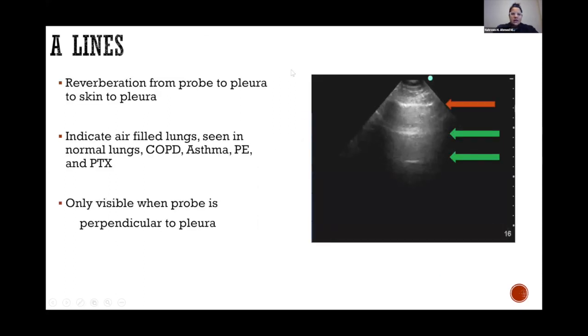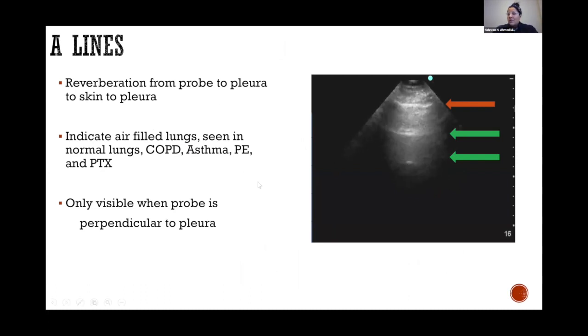So what does that look like in reality? Again, remember, A lines are that reverberation from the probe to the pleura, and pleura is a very bright line. It's a very thick structure. And so what you're seeing is that there are reflections of the pleural line all the way down the screen. That indicates air-filled lungs, and you can see this in normal lungs, in COPD, because remember, COPD and asthma, that's obstructive airways. You're not necessarily seeing an interstitial process happening.